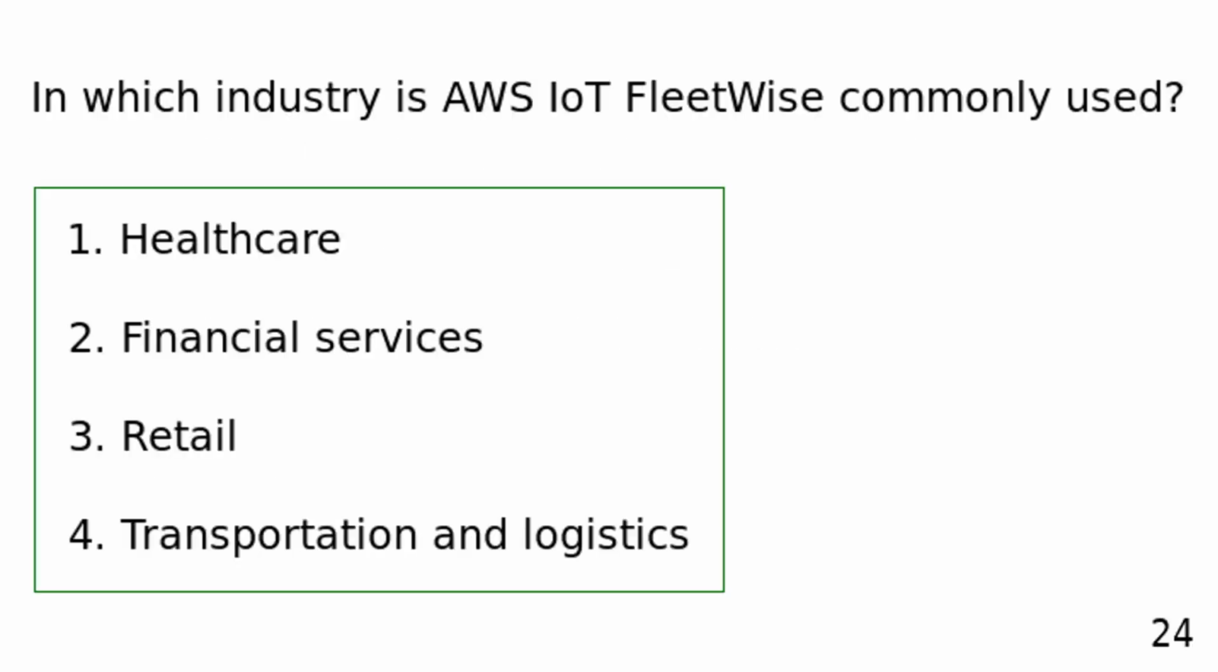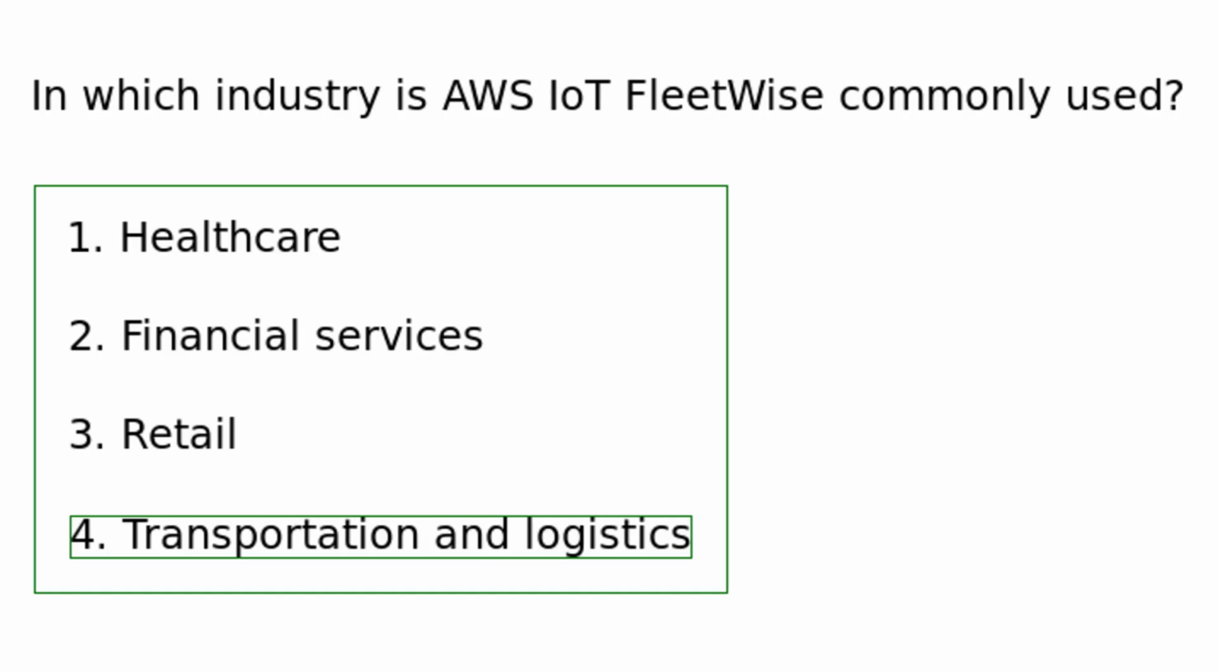In which industry is AWS IoT FleetWise commonly used? Healthcare, financial services, retail, transportation and logistics. AWS IoT FleetWise is commonly used in transportation and logistics for managing vehicle fleets.